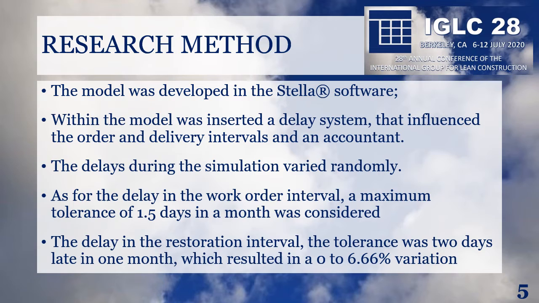As for the delay in the order interval, a maximum tolerance of 1.5 days in a month was considered. Therefore, the delay system ranged from 0 to 5% in the observed times. Regarding the delay in the delivery interval, the tolerance was 2 days late in a month, which resulted in a 0 to 6.66% variation in its delay generation system. These grace periods were considered based on observations of the actual case study delays.